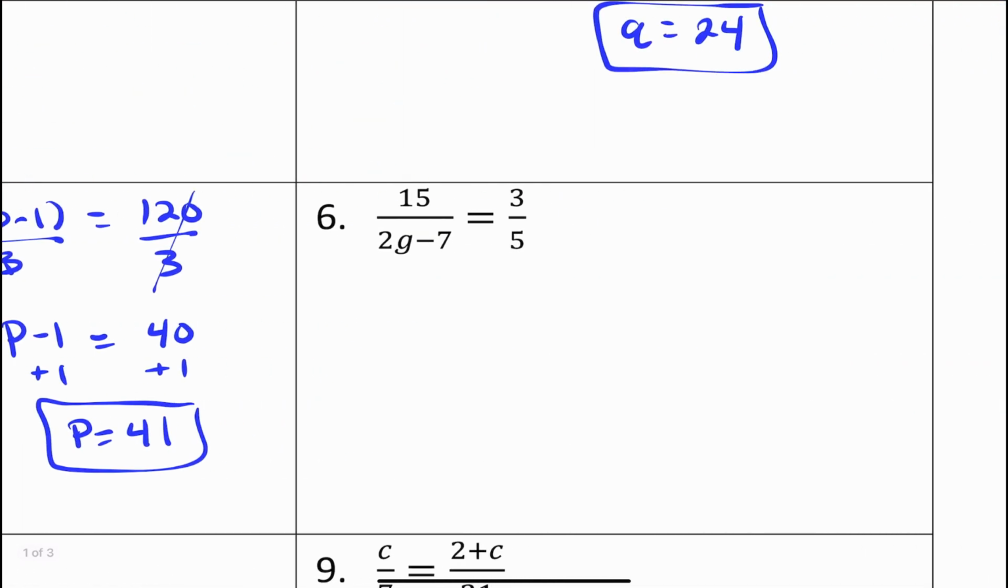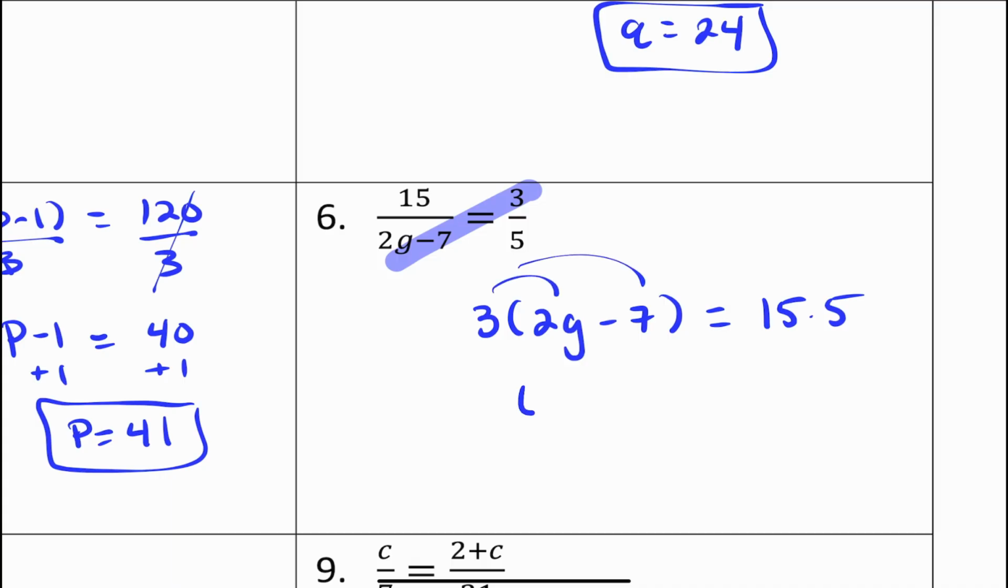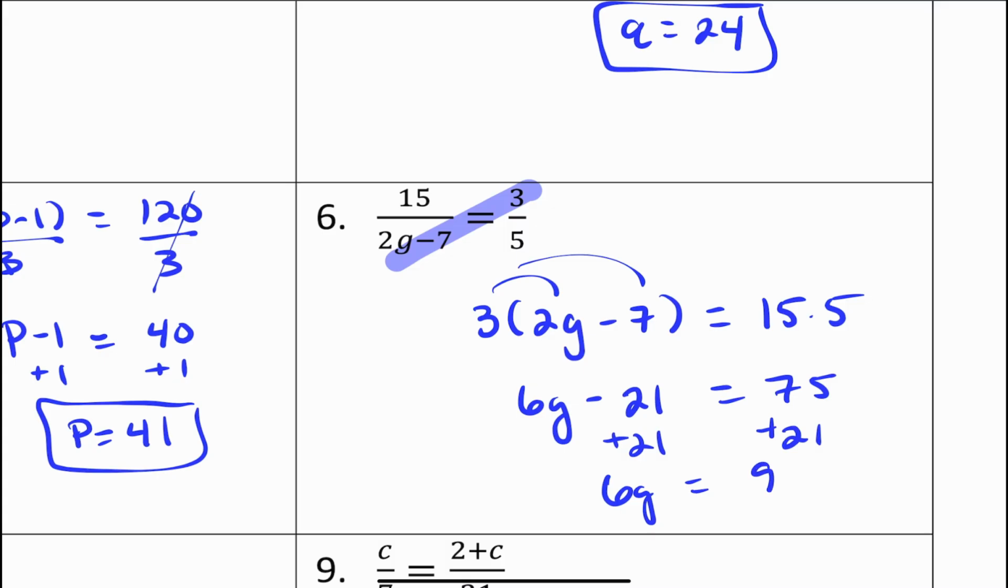Okay, so a little bit more advanced here. So this is going to be 3 times the quantity of 2g minus 7 equals 15 times 5. Distribute, so 6g minus 21, equals 15 times 5 is 75. So I add both sides by 21. What do I get? That's 96, so 6g equals 96. And once I divide both sides by 6, g is equal to 16.